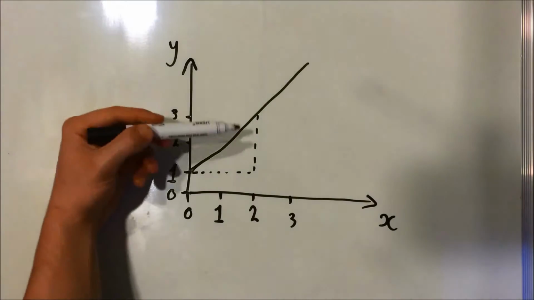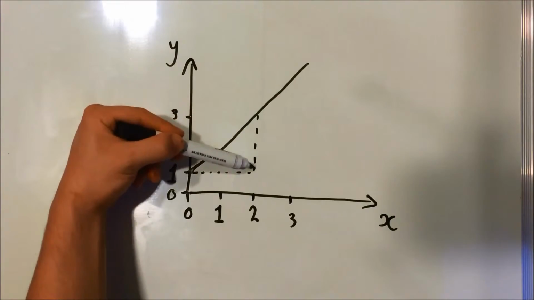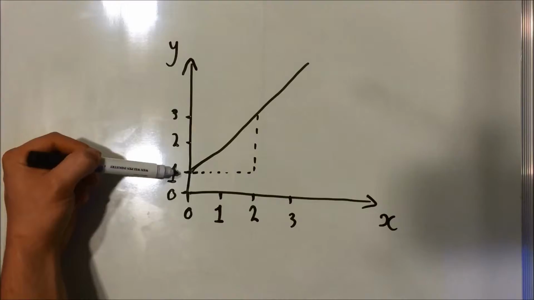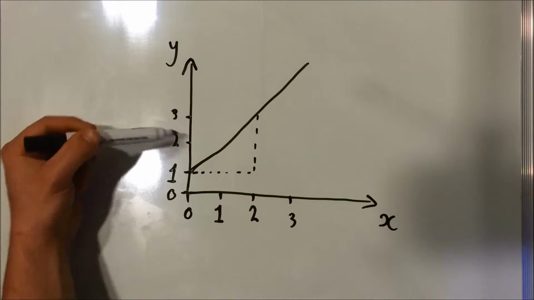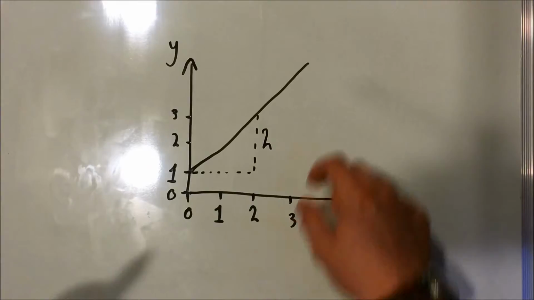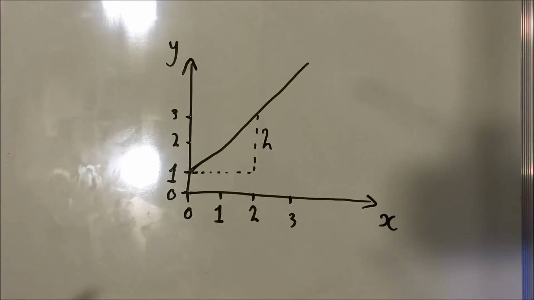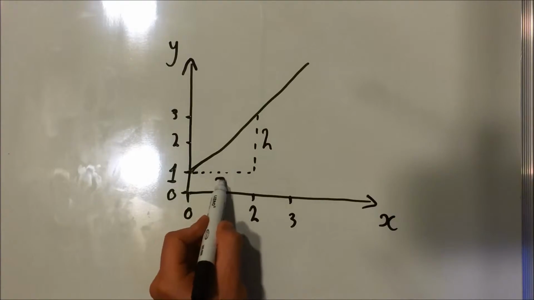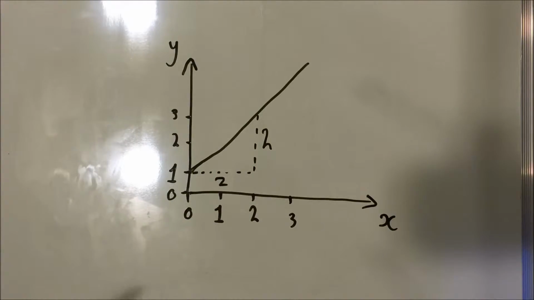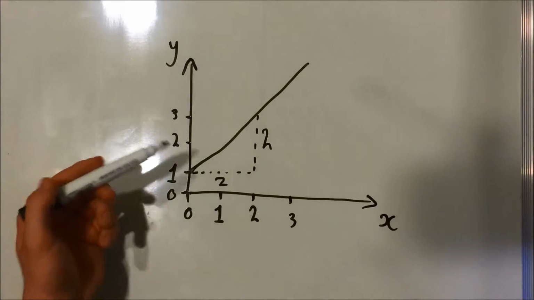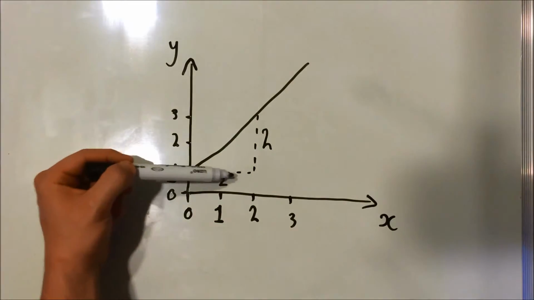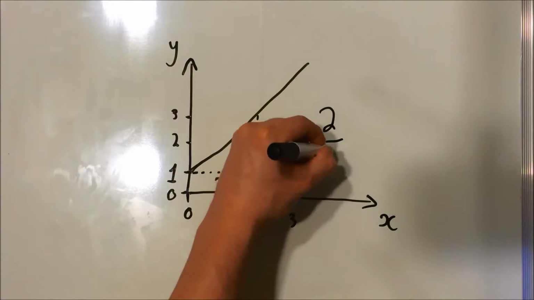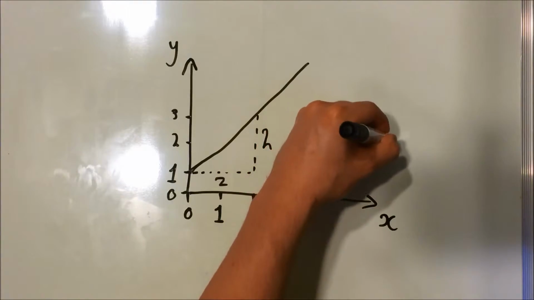So in this case, the change in y, so basically the length of the y of this triangle, is 2. So we know that the change in y is 2 on this triangle. And then the change in x is 2 as well. So, to find the gradient, we divide the change in y by the change in x. So in this case, it will be 2 divided by 2, which is 1.